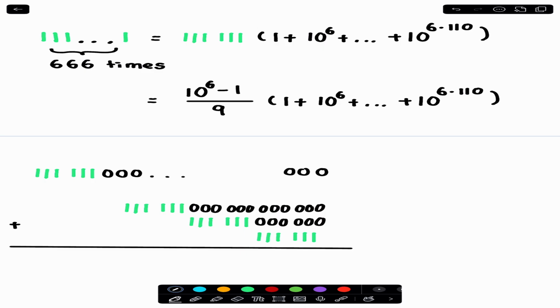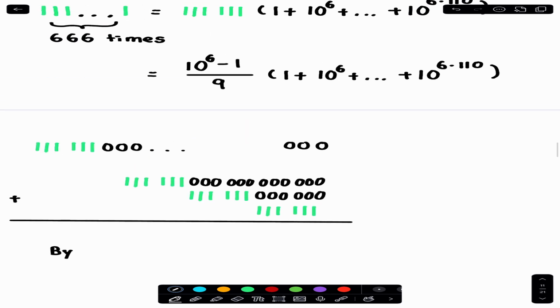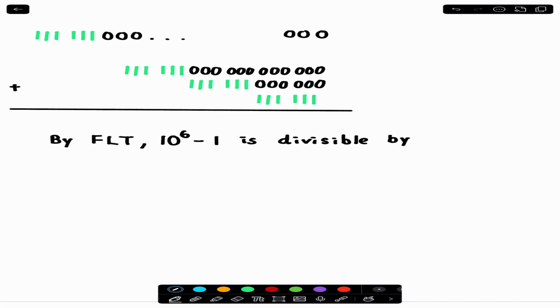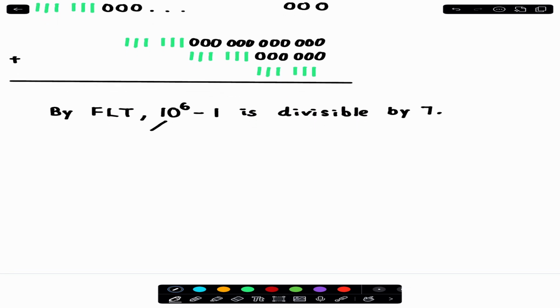This factor, 10 to the 6th minus 1, looks very familiar because we know 7 is prime and we know 6 is 1 less than 7. So, therefore, by Fermat's little theorem, this is where it's used, 10 to the 6th minus 1 is divisible by 7. And if that was a little too fast for you, let's do a little aside over here.